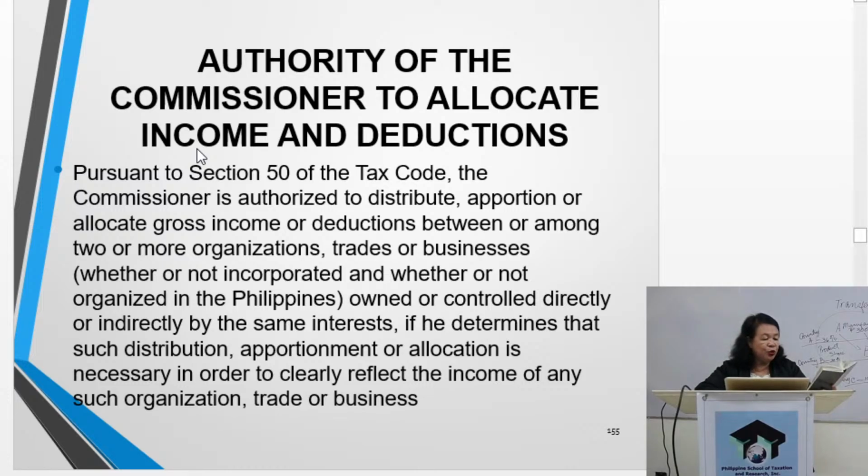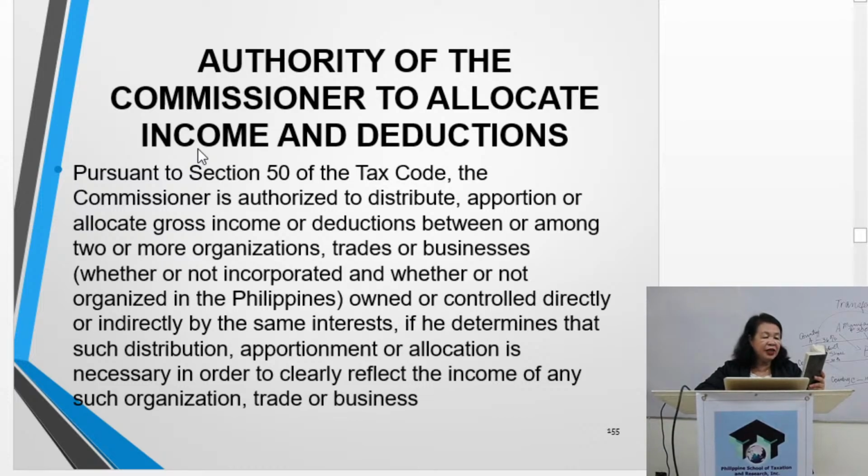So in the case of two or more organizations, trades or businesses, whether or not incorporated and whether or not organized in the Philippines, owned or controlled directly or indirectly by the same person, by the same interests, the Commissioner is authorized to distribute a portion or allocate, no? So tatlo yung pwede niyang gawin. No? Distribute, a portion, allocate.